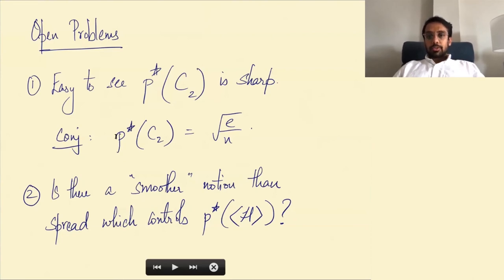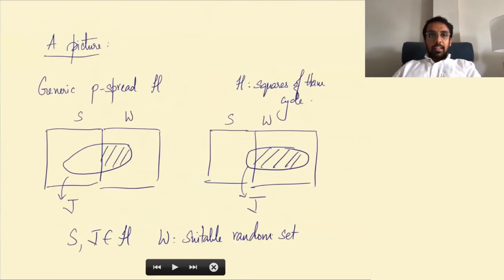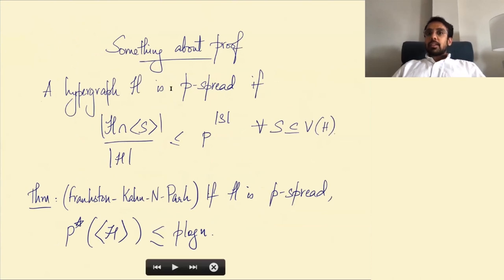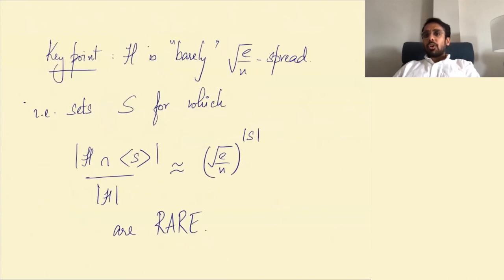The second, more philosophical question is, is there something smoother that we can use in place of spread? I say smoother in that this condition here is an L infinity type condition. You want this estimate to hold for every S. Or in other words, if you normalize this vector consisting of |H ∩ S| divided by |H|, all raised to the 1 over |S|, you're saying that the L infinity norm of that vector is at most p. But maybe the L infinity norm is not quite the right thing that's predicting what's going on here.